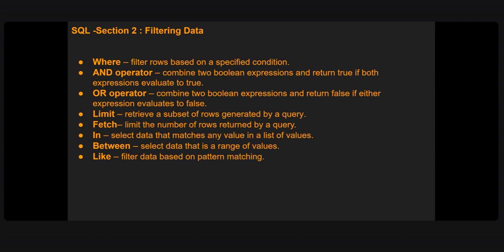Now, the second one is the AND operator. What it does is combine two Boolean expressions, and returns true if both expressions evaluate to true. This is a very important statement, because if one condition is satisfied and the other isn't, it will say no record found. So it has to return true if both expressions evaluate to true. That is where you will use AND.